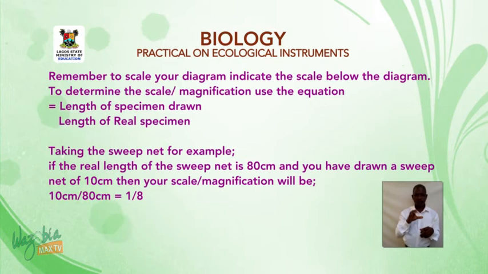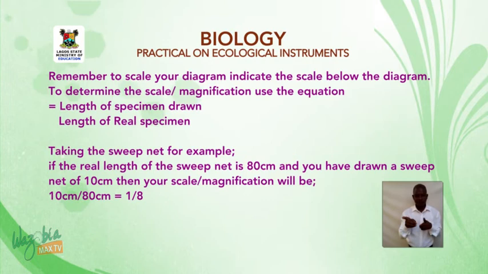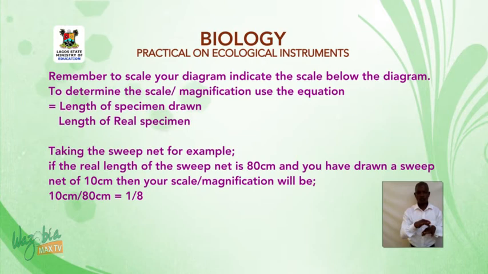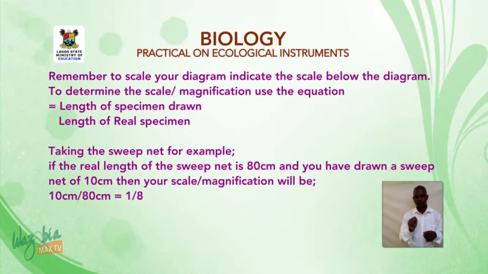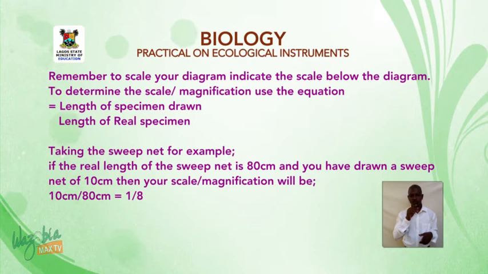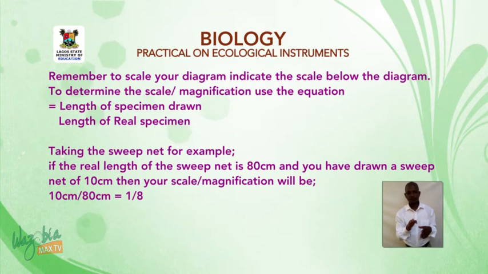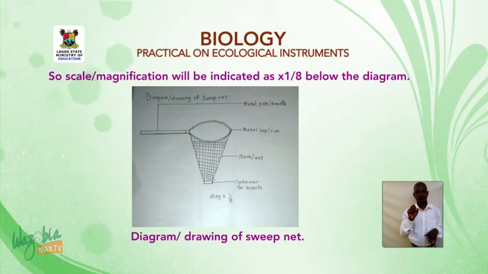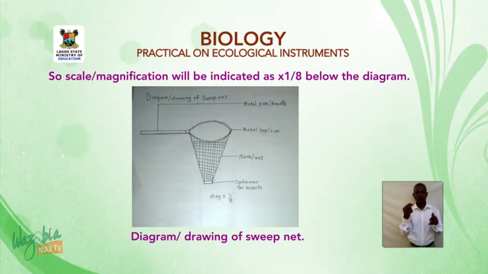Indicate the scale below the diagram to determine the scale or magnification. Use the equation length of specimen drawn all over length of real specimen. Taking the sweep net for example, if the real length of the sweep net is 80 centimeters and you have drawn a sweep net of 10 centimeters, then your scale or magnification will be 10 centimeters all over 80 centimeters, which equals 1 all over 8. So scale or magnification will be indicated as multiplication sign and 1 all over 8 below the diagram.